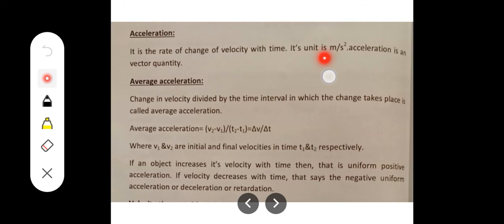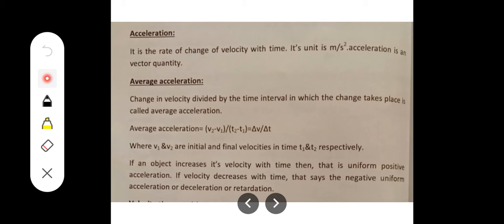Its unit: velocity has the unit meter per second, and again per time, you are calculating velocity per time, so its unit will be meter per second square. Acceleration is also a vector quantity. As velocity has direction, acceleration also has direction. That is why it is a vector quantity.